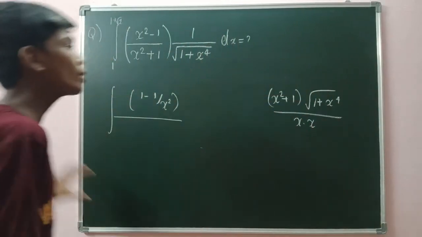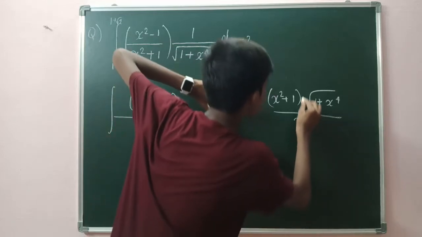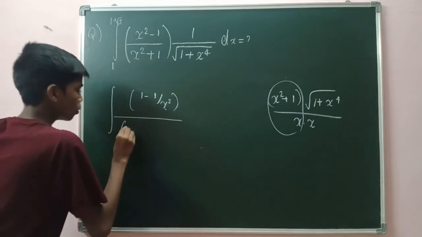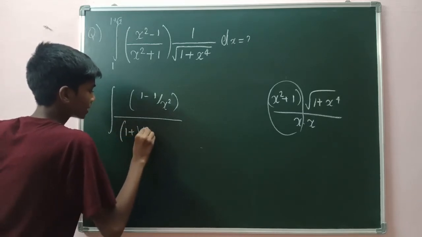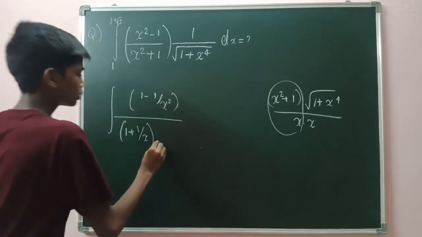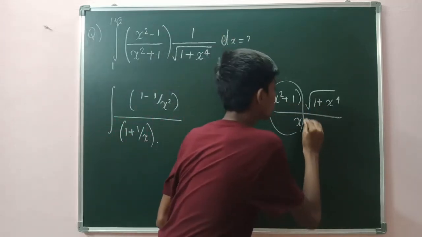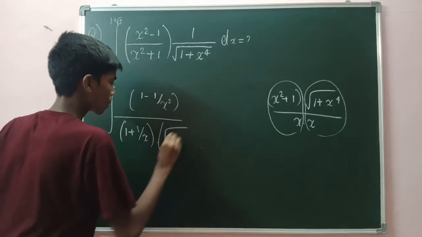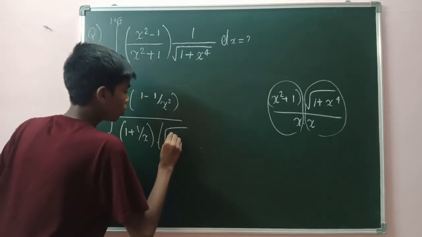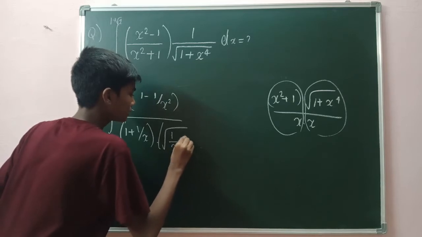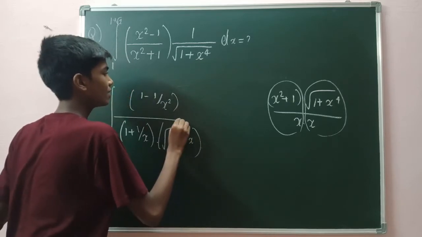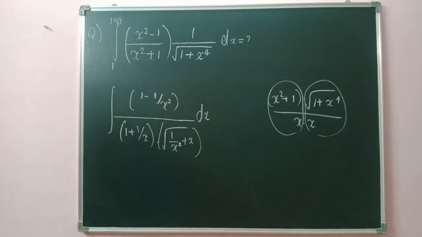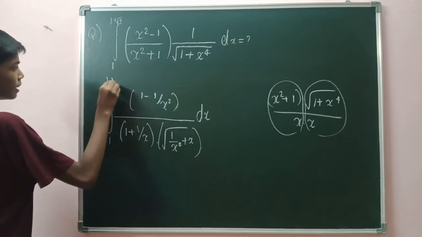Now first I'm going to divide this: (x square plus 1) by x is x plus 1 by x. Then root of (1 plus x power 4) by x will be root of (1 by x square plus x square). Think carefully and say, can't I do like that? And that is the type of integral that you guys will be left with.